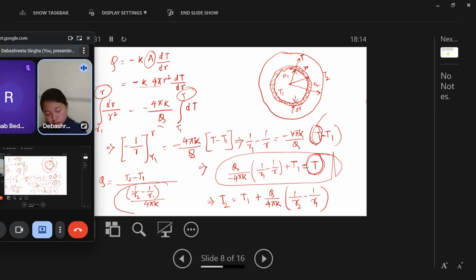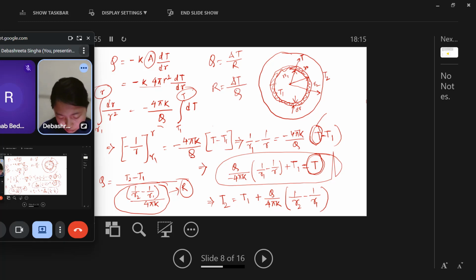So whatever is in the below, if you get delta T divided by something, this will be the resistance. This Q is equal to delta T by resistance, or resistance is equal to delta T by Q. So whatever is below the whole one is the resistance. So resistance in a spherical system is given by 1 by R2 minus 1 by R1, whole divided by 4 pi k.